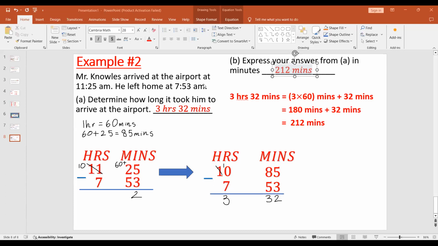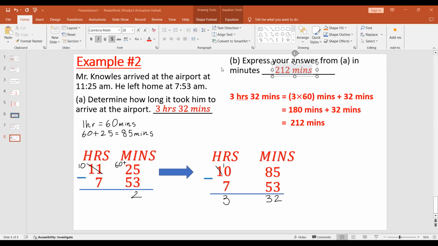All right. Okay, so go ahead, Gianna. I need you to read this. Not read it, explain it for me. Yes, sir. Mr. Rhodes arrived at the airport at 11:25 a.m. He left home at 7:53 a.m. Determine how long it took him to arrive at the airport. So we set it up hours and minutes. We place the time he arrived first and then the time that he left.